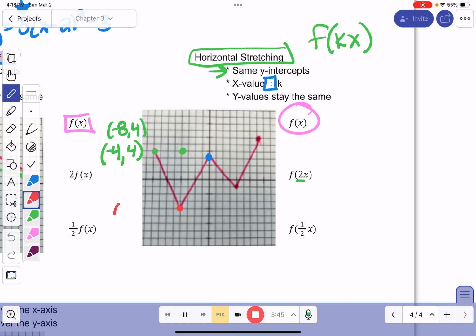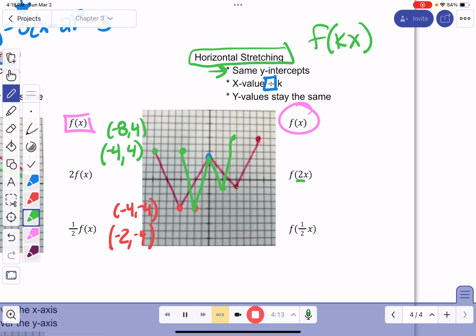This point down here is negative 4, negative 4. X value divided by 2 becomes negative 2. That stays the same, so we go negative 2, negative 4. And again, you can keep going, or you can do it in your head. So 4 divided by 2 is 2. 7 divided by 2 is 3.5. And then we have our new shape, which is squished.